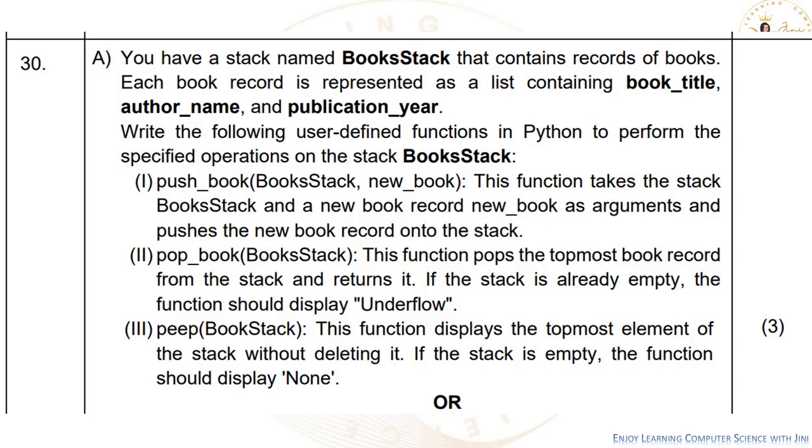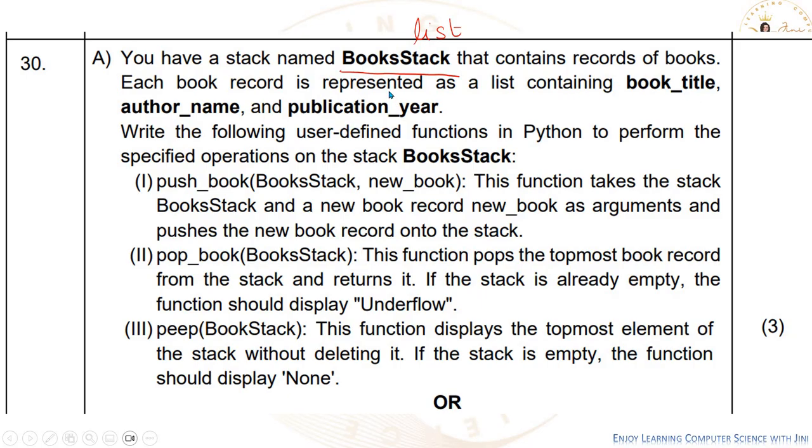You have a stack named book stack that contains records of books. Okay, so book stack. So what is the name of the stack? Book stack. The stack will be in list format only. So we are implementing the stack using a list only. So your stack will be a list. It contains records of books. Each book record is represented as a list containing book title, author name and publication year.